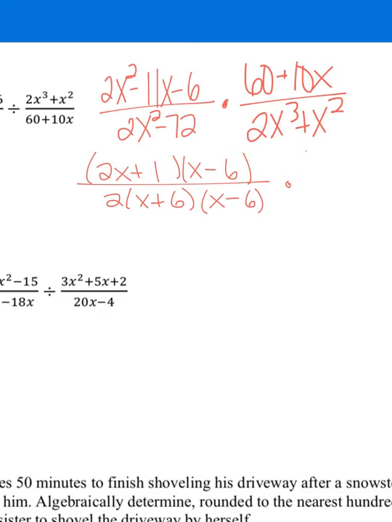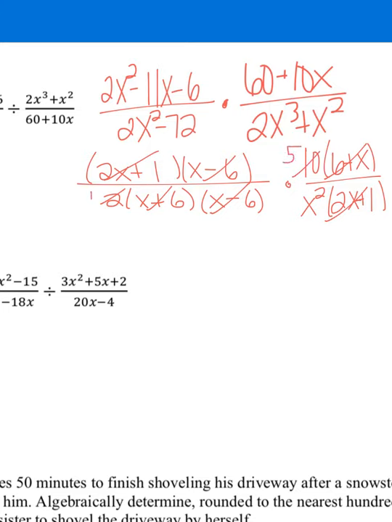times, you could take out a 10, you're left with 6 plus x, divided by, GCF is x squared, you're left with 2x plus 1. So when you start canceling things, 2x plus 1 cancels, x plus 6 and 6 plus x cancel, x minus 6 and x minus 6 cancel. And then if you want to, you can do it after, but the 10 and the 2, 10 divided by 2 will turn into 5 divided by 1. So on the top, you only have a 5, and on the bottom, you only have an x squared. So this expression is equivalent to 5 divided by x squared.